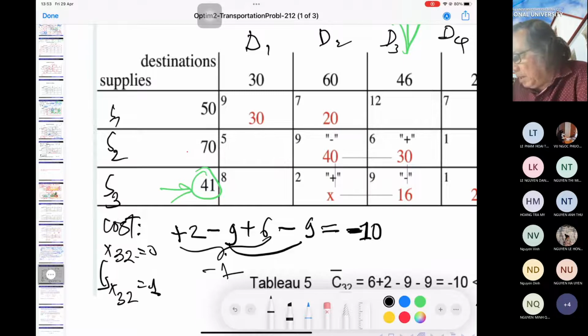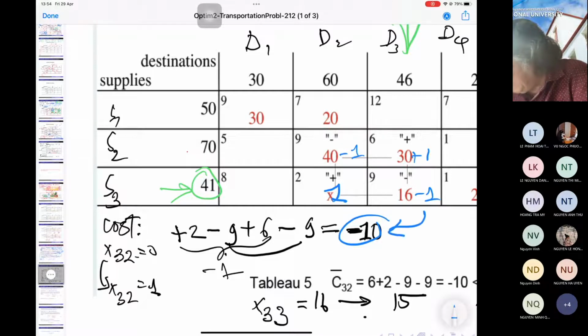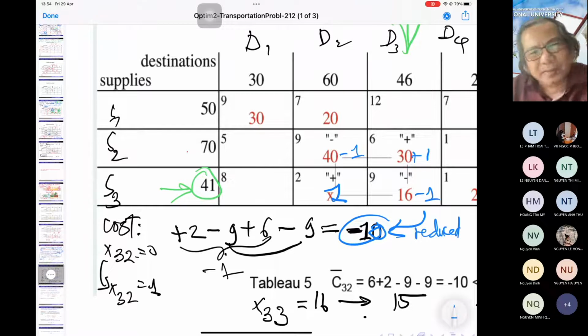Just take a look at what I'm doing. I move to this 1, and then I delete it, it is minus 1, and then I plus 1, and then I minus 1 here. Then everything is okay. And in that case, the cost will reduce 10. Is that okay? The cost will reduce 10.